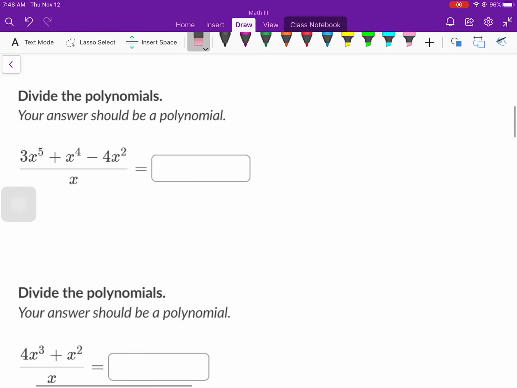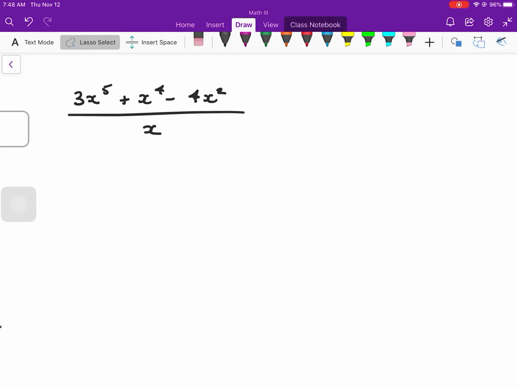If you look at this one, let's go through one more example. If the bottom was like a 2x, which I don't think they're going to do in this assignment, but if it was, you divide each term by that very thing, which would be 2x in that case. So let's go ahead and separate it out. We'll simplify after that. So we're going to divide each term by x.